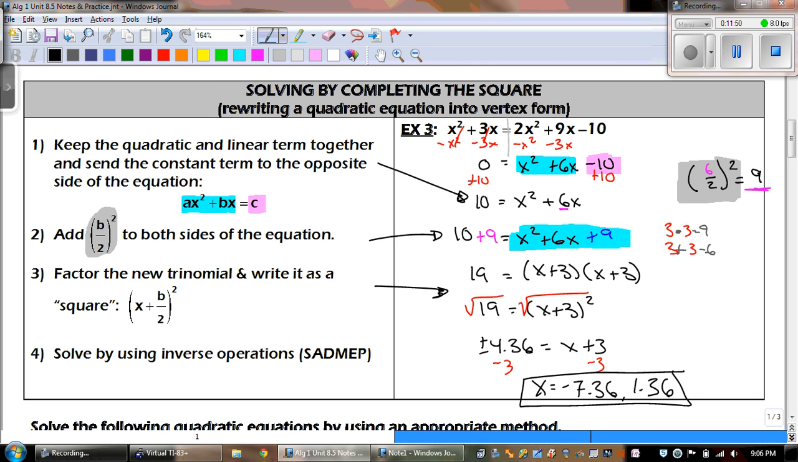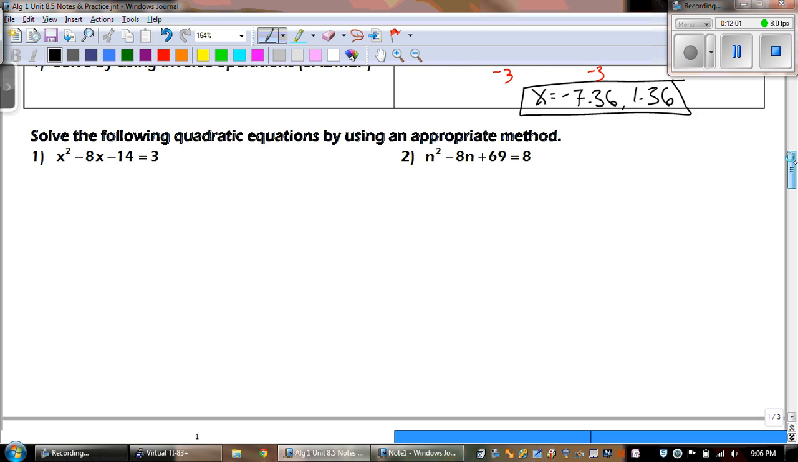Now, I know that seems like a lot, guys, but after we do a couple, it gets kind of easy. Okay, it's just a pattern, knowing what the pattern is.